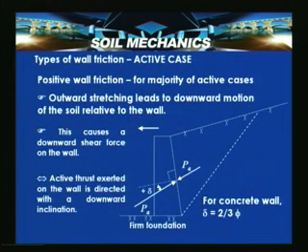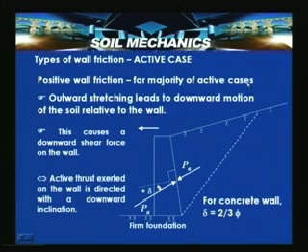Now let us look, before deriving Coulomb's active earth pressure coefficients and passive earth pressure coefficients, at the different possible types of wall friction and how they can exist in the field with typical cases. So, types of wall friction, let us discuss the active case. In the active case we have two types of wall friction, positive wall friction and negative wall friction. Similarly, in the passive case, we have positive wall friction and negative wall friction.